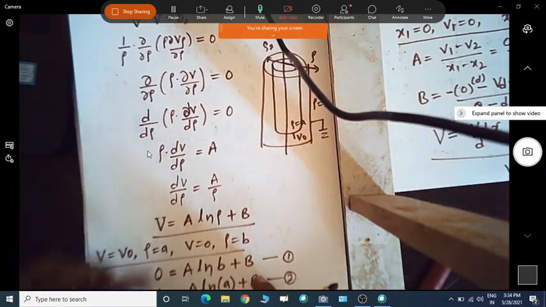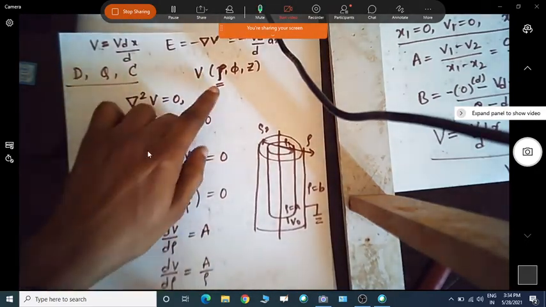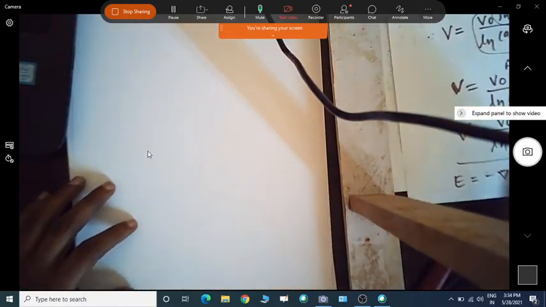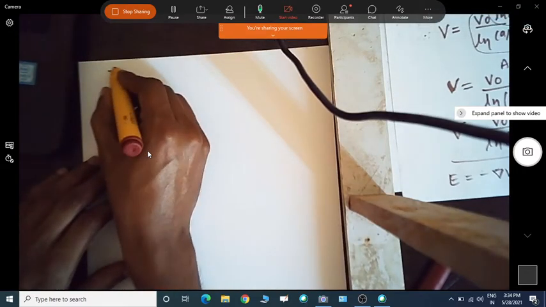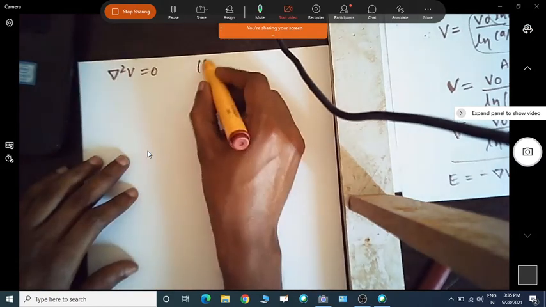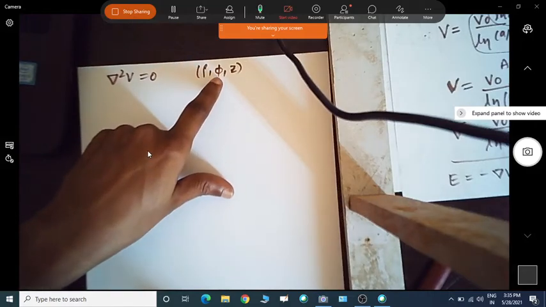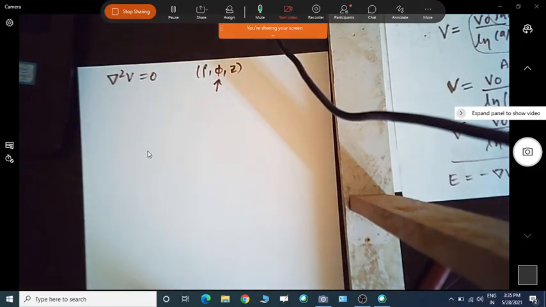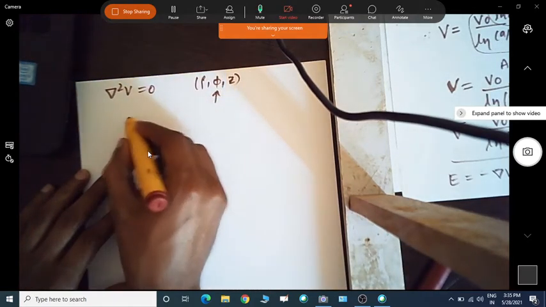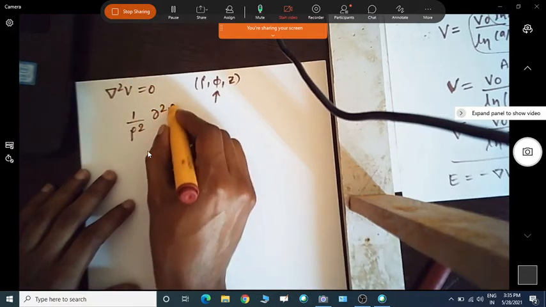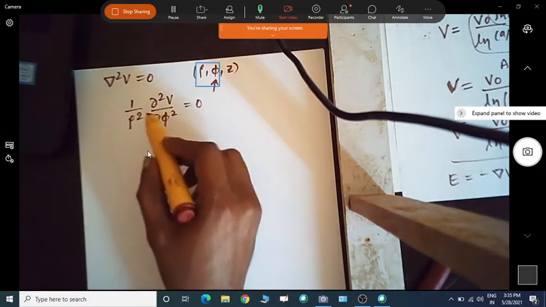So generally this is how the solution arrives with respect to the variable rho. Now let us see how the actual problem looks for phi. We take del square V equal to 0, with respect to phi only, so the potential function depends only on phi. Then we have 1 over rho square del square V by del phi square equal to 0.